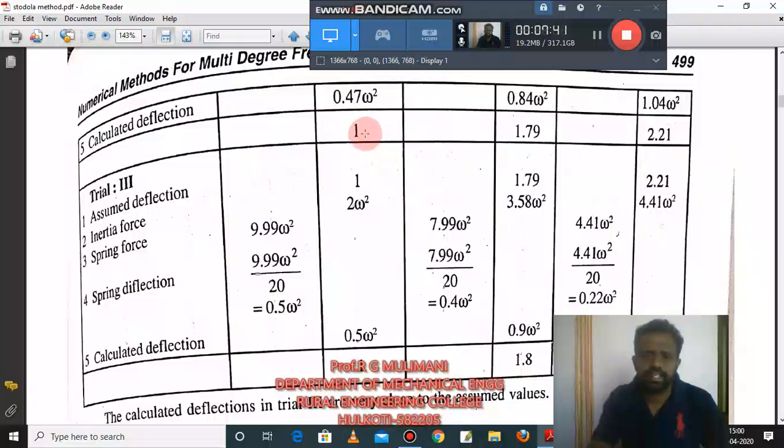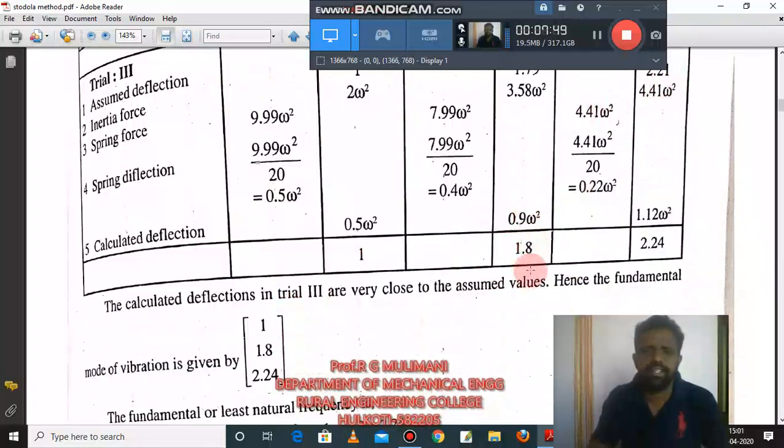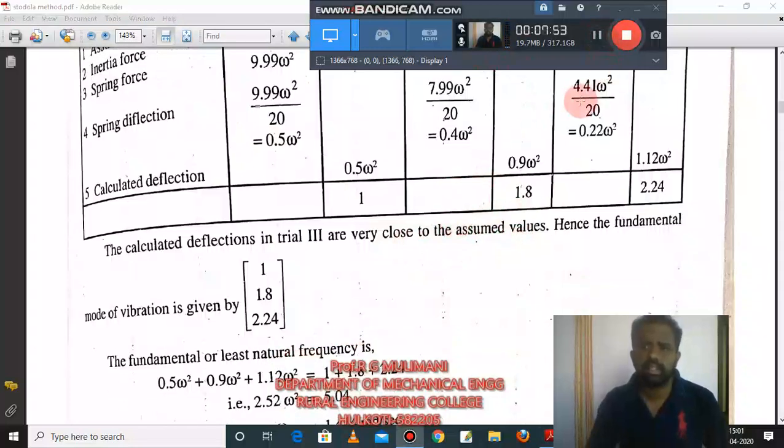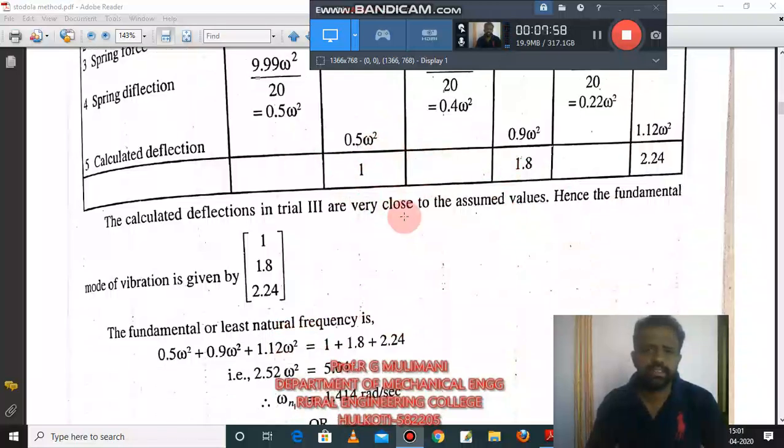See here, the first deflection is always 1. 1.79 and 1.8 are close. 2.21 and 2.24 are close. Now you can stop for these values, or at most do 3 iterations. So the deflections are 1 for mass 1, 1.8 for mass 2 and 2.24 for mass 3.